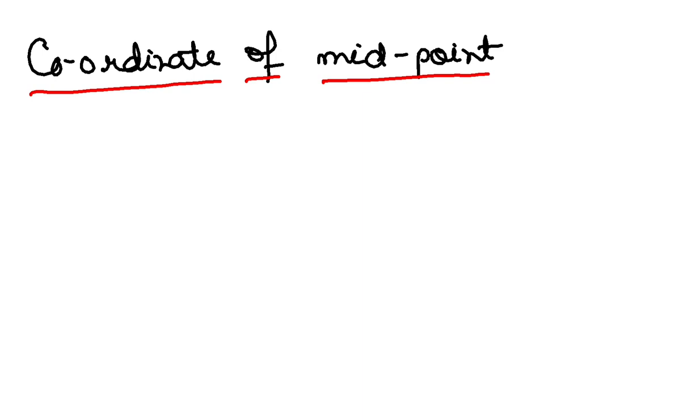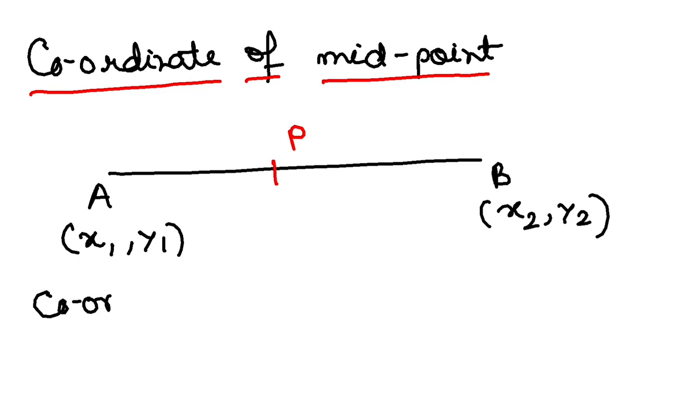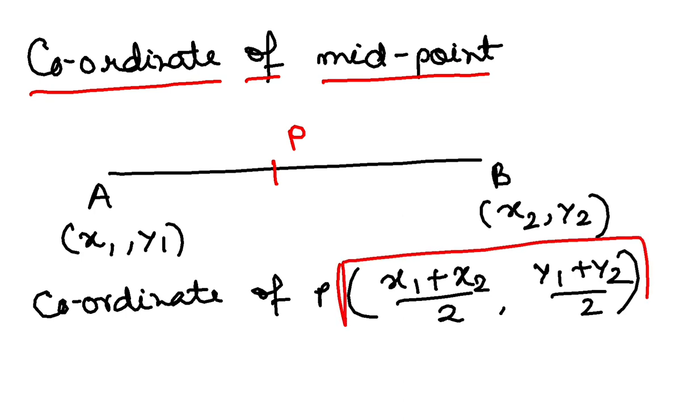The first thing is the coordinate of the midpoint. How to find the midpoint? Suppose there is a straight line AB and A has coordinates x1, y1 and B has coordinates x2, y2. Let's say P is the midpoint of AB. So what is the coordinate of P? This topic you have also covered in class 10. The formula is very simple: (x1 + x2)/2, comma (y1 + y2)/2. So this is how we can find the coordinate of the midpoint. This is the first concept you need to learn.